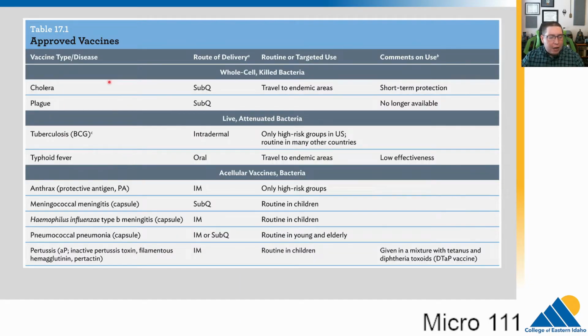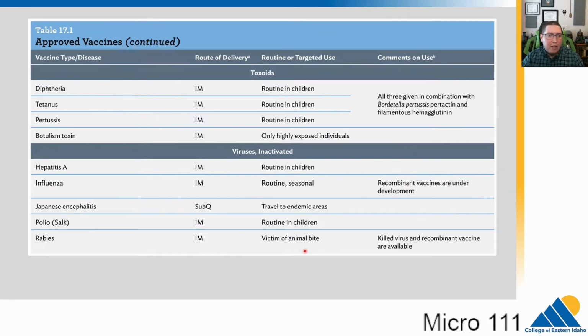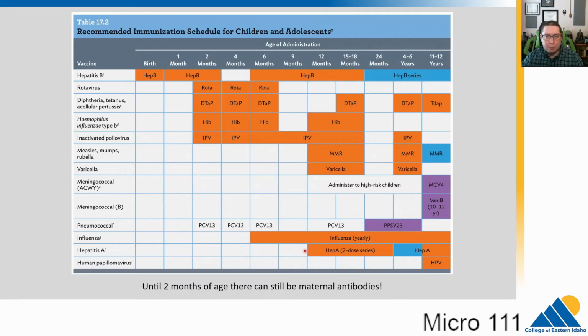So if you're interested, there are lists here of several of our approved vaccines. There are things like cholera and plague that do have vaccines, but they're not widely distributed. If you're going to like an endemic region, you might get them. Some of them, like the cholera one, it's like short-term protection. Typhoid fever, the oral one is very low effectiveness. So we have some that are only given in certain circumstances. Then we have like the common childhood vaccines. So let's jump over to look at that.